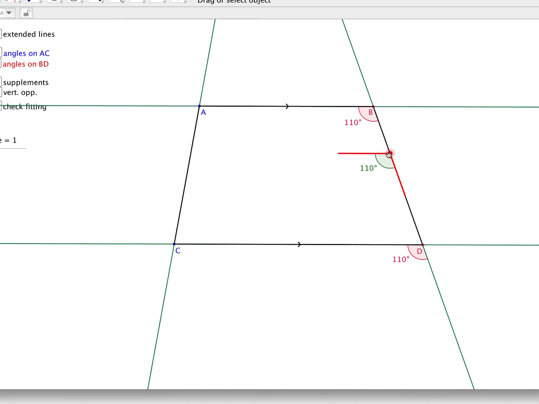There's 110 degrees here fitting. That's 110 degrees fitting onto the angle at D. If I slide it up, it fits onto the angle at B perfectly. If the lines were not parallel, that would not fit on. So by fitting it here, we've got these angles are equal.